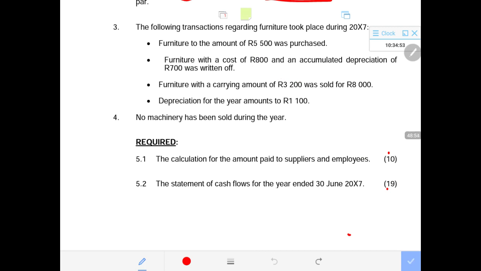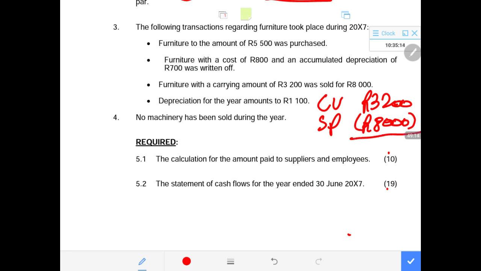It says furniture with a carrying amount of how much? 3,200. Remember, this is the carrying amount. Carrying amount is the value of the asset at that point in time. The furniture with that carrying amount was sold for how much? For 8,000. That means 8,000 is the selling price. The amount we sell an asset for is called proceeds.